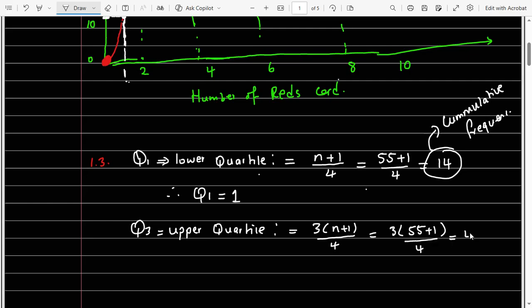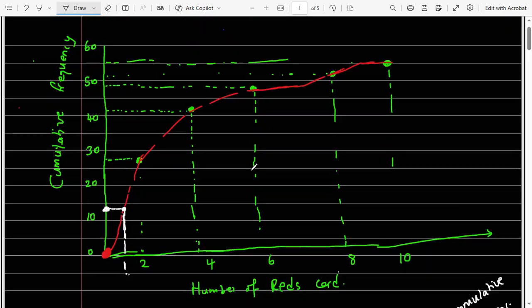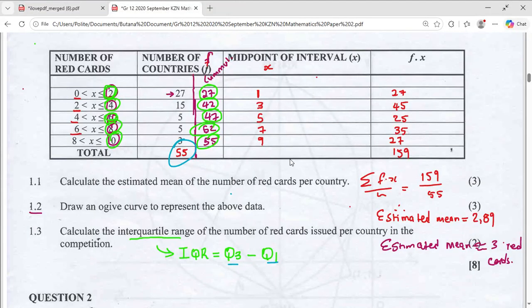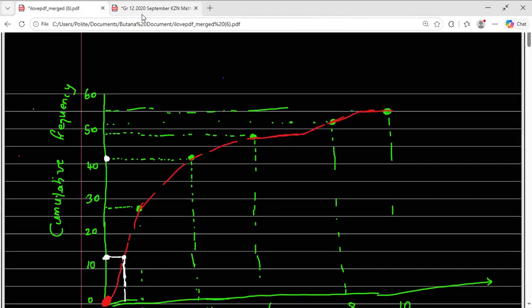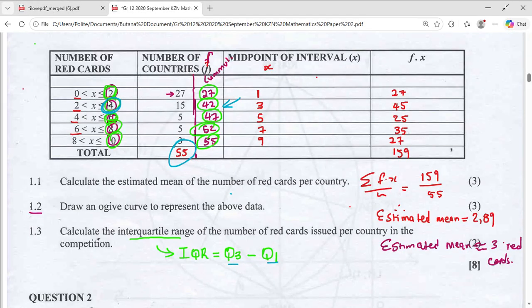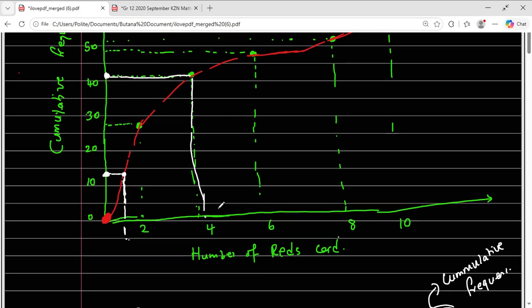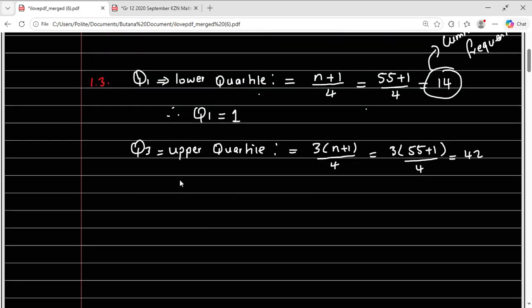So the position is 42. You go to your cumulative frequency, and you point out where there's 42. 42 is at the exact point of the one that we created, if you still remember. So it will be the same as that one, and we know that that point was pairing with 4. If I say it is at 42, this will be my Q3. I go down, and this goes straight to 4. So my Q3 is 4. Therefore, Q3 is equal to 4.